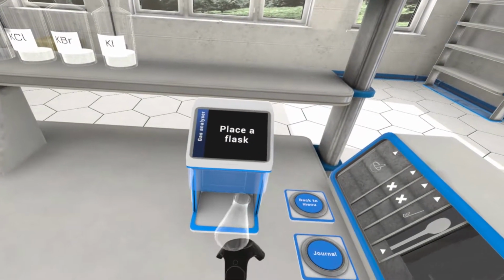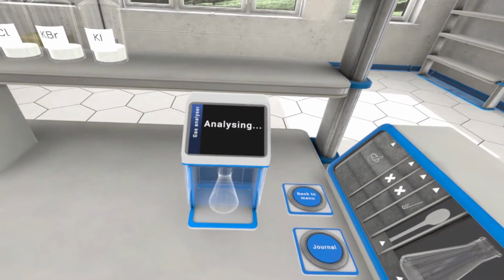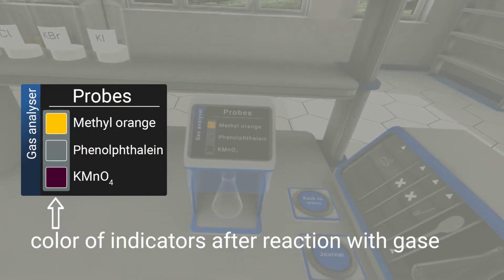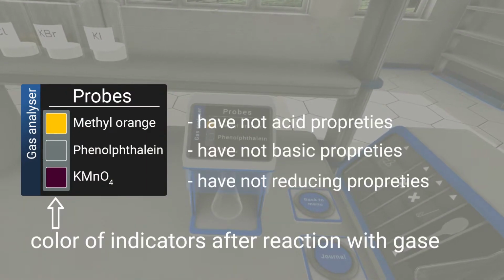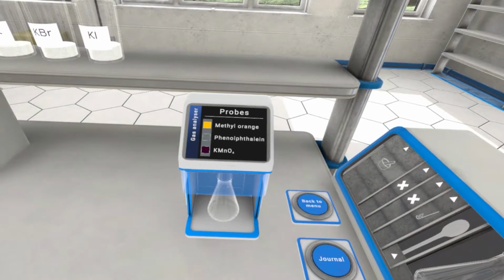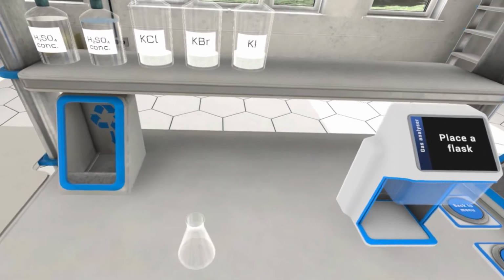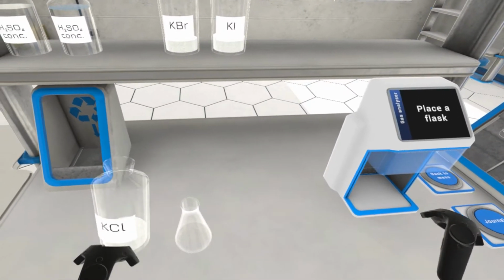If you put an empty flask into the gas analyzer, the color of the indicators will correspond to their color in air, that is, in a gas that does not have acidic, basic and reducing properties. We will carry out reactions in flasks. We will take solid salts from jars using spoons.